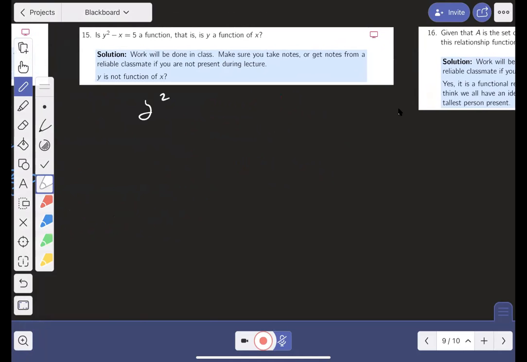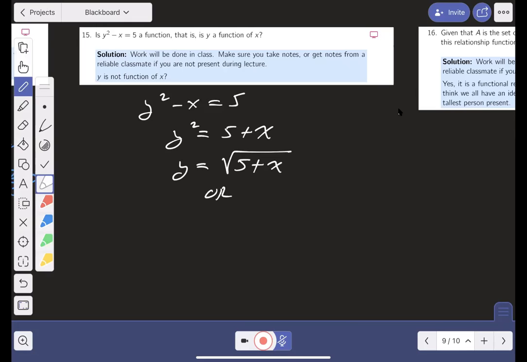Y squared minus x equals 5. Let me see if I can solve for y. Y squared equals 5 plus x, and y equals, unfortunately, two different things. It could be the root of 5 plus x, or it could be the opposite of the root of 5 plus x. So there's two different answers there, so this is not functional.